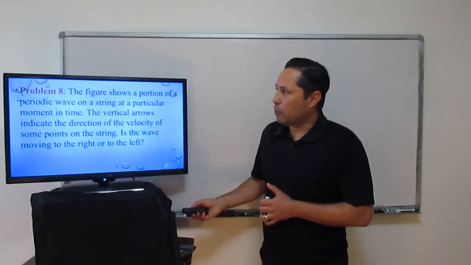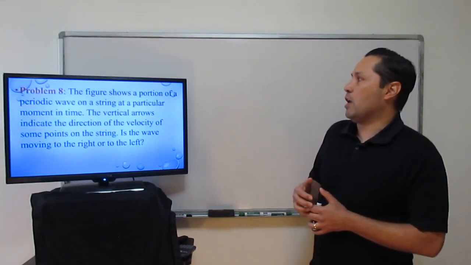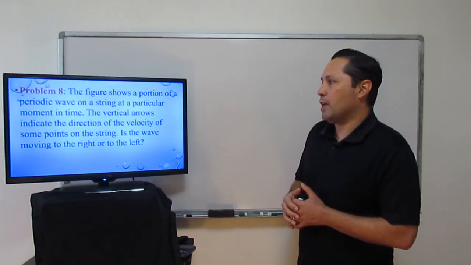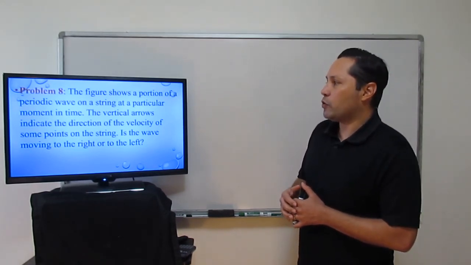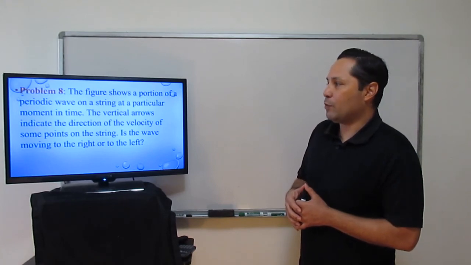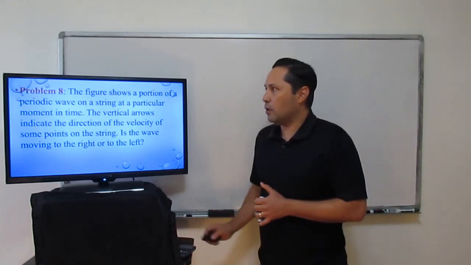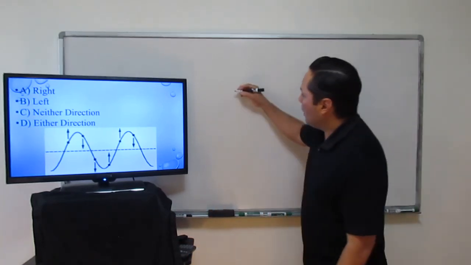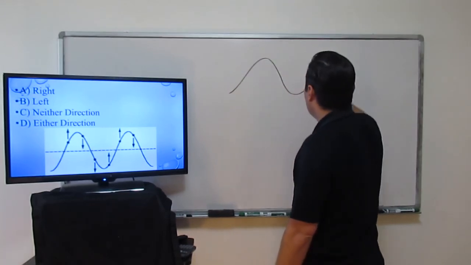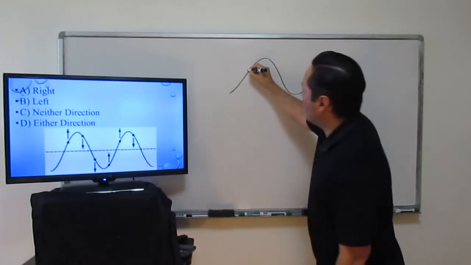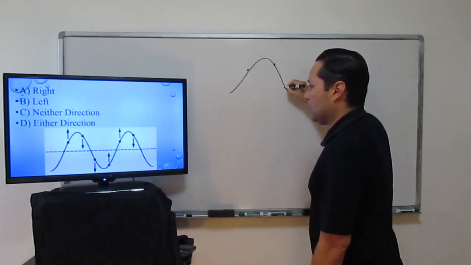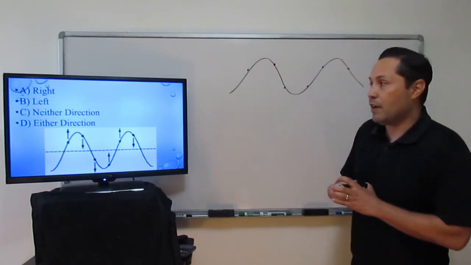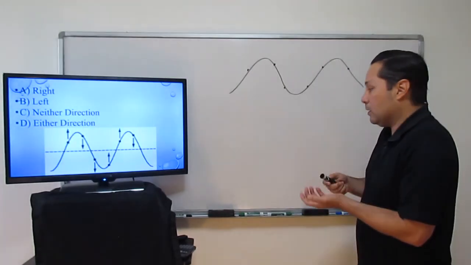And now problem number 8 says, the figure shows a portion of a periodic wave on a string at a particular moment in time. The vertical arrows indicate the direction of the velocity of some point on the string, if the wave's moving to the right or to the left. Alright, so here we go. In this diagram, let me do a quick drawing of it. And see, we have this point, here, there, and there as well. Alright, so it's moving to the left, it's moving to the right, neither direction, either direction.